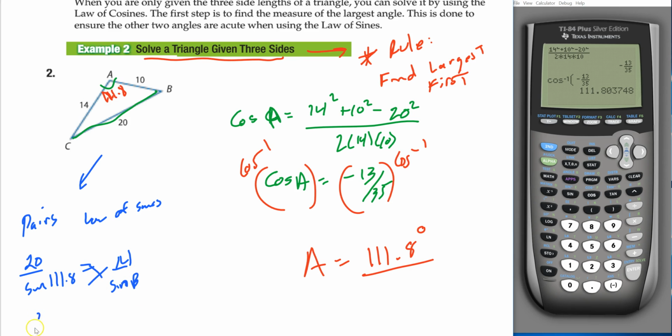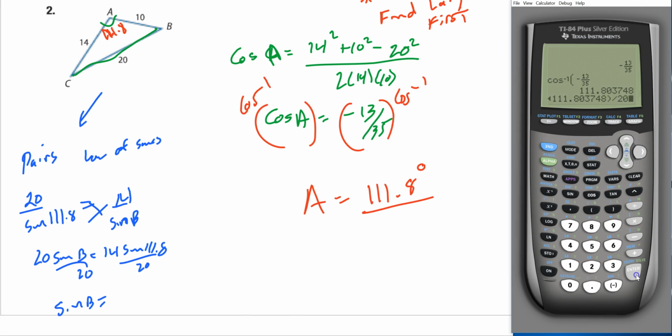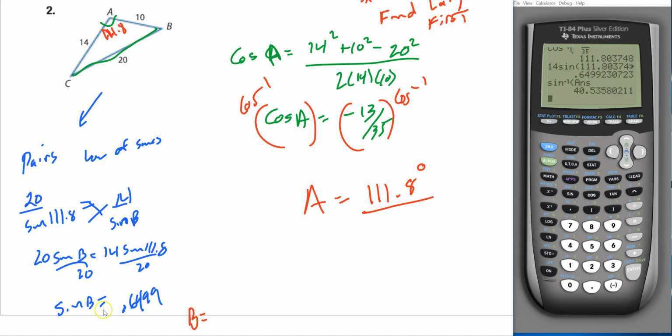I'm going to cross multiply. I get 20 sine of B equals 14 sine 111.8, divided by 20, divided by 20. Sine of B equals, put that all into your calculator, and you get 0.6499. Again, trying to get rid of sine, I just want the angle. So second inverse sine of the answer. You also put second answer for answer, by the way. And you get B equals 40.54, just rounding to the nearest hundredth.